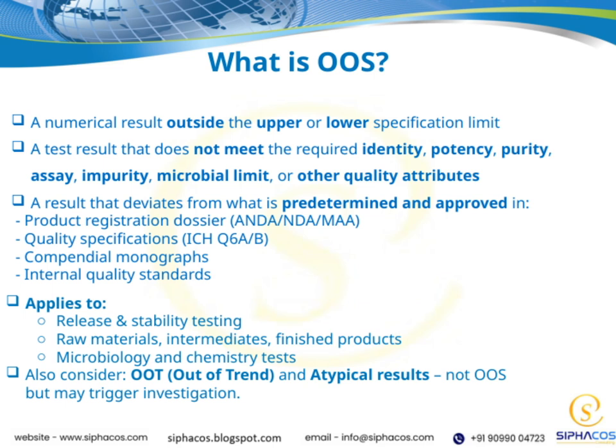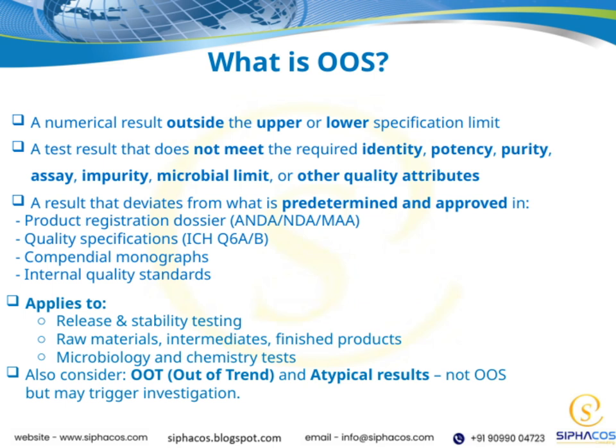Now, when we talk about out-of-specification results, or OOS, these are numerical results that fall outside the established upper or lower limits defined by our specifications. These limits are set based on regulatory and internal standards to ensure consistent quality. A test result might also fail to meet key quality attributes like identity, potency, purity, assay, impurities, microbial limits, or other important metrics. If any of these are not within acceptable ranges, it could compromise the product's safety or effectiveness.